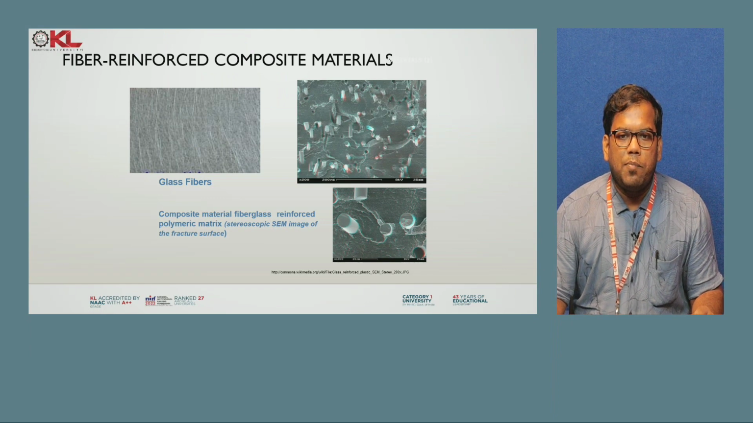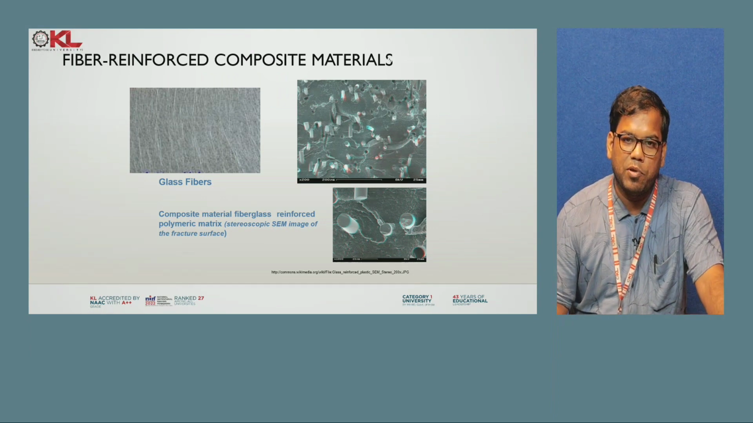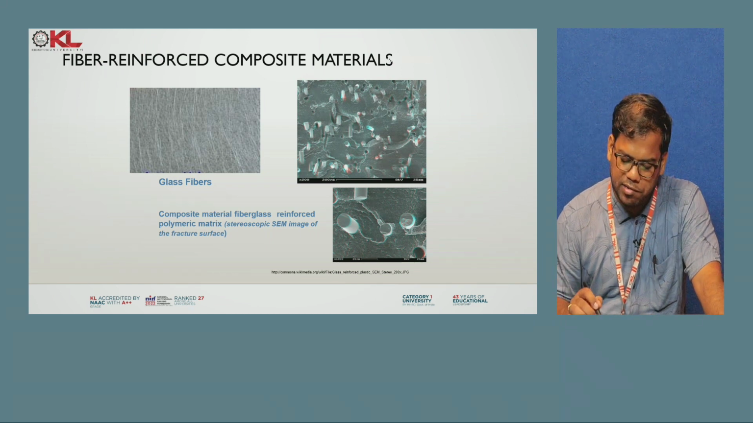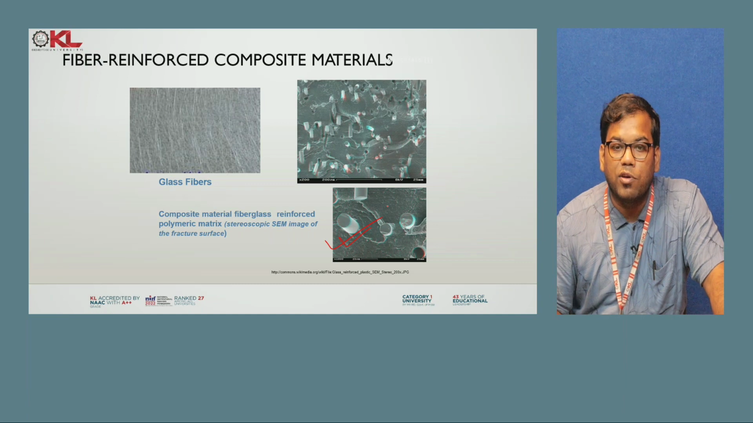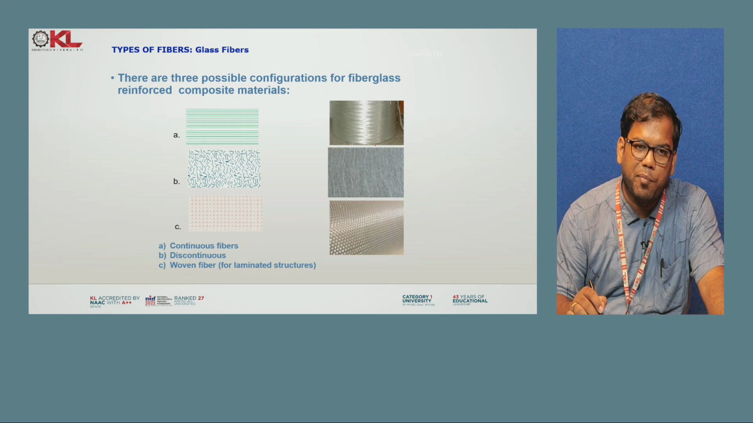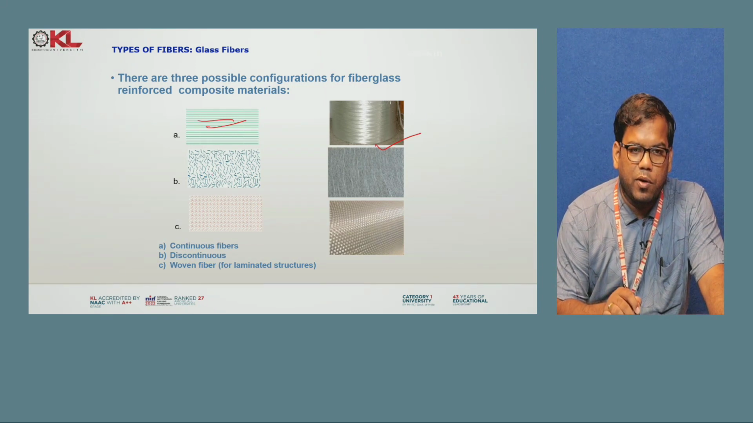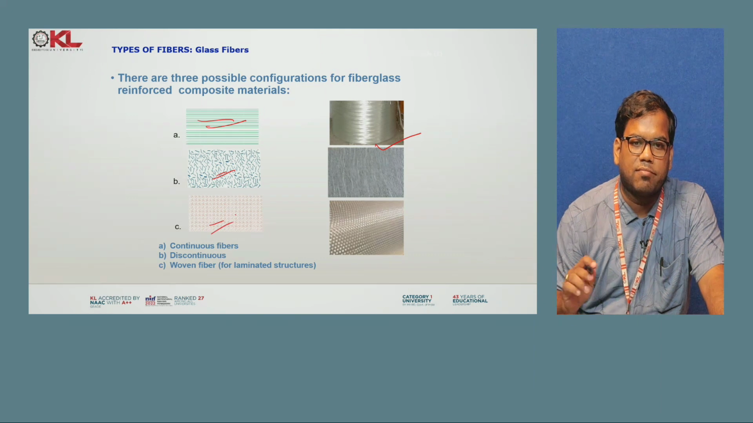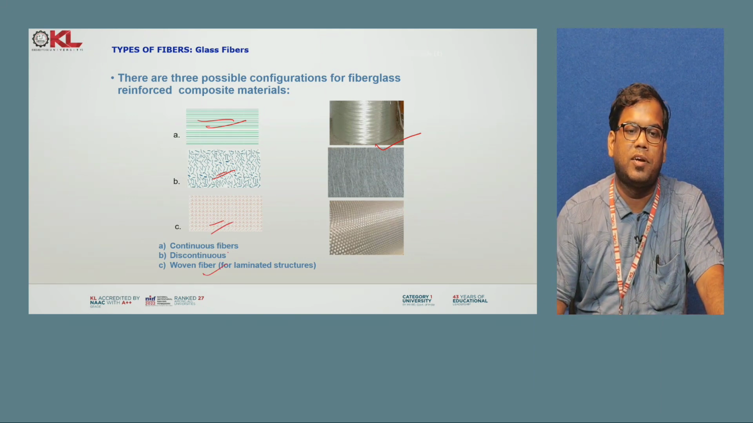Now these are some examples of fiber reinforced composite, showing how the fibers are interlinked with the matrix material. Now, types of fiber: glass fiber. These are examples of glass fiber: continuously aligned, randomly oriented, and woven structure for laminate. These woven structures are very much used for laminated composites.